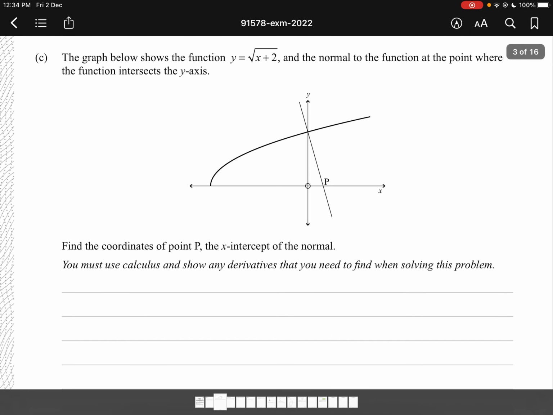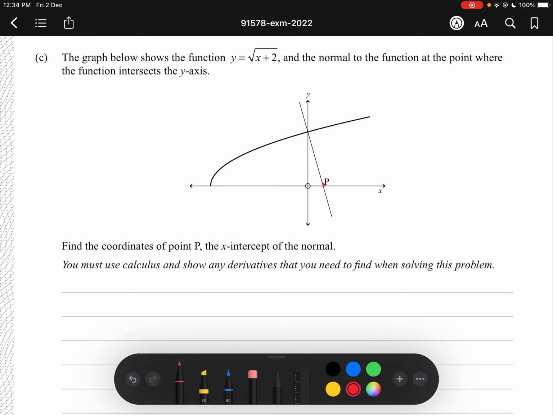Alright, let's have a look at question number C. The graph below shows the function y equals square root of x plus 2, and the normal of the function at the point where the function intersects the y-axis. Find the coordinates of point P, which is the x-intercept of the normal. So we want to find the coordinates of this point here.